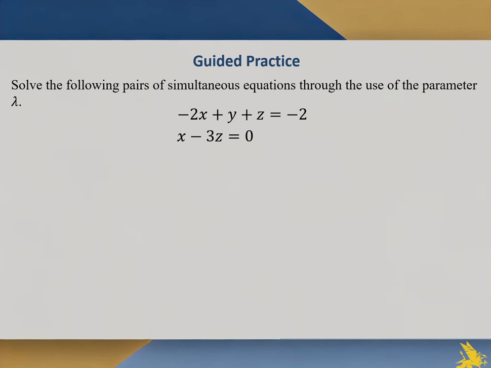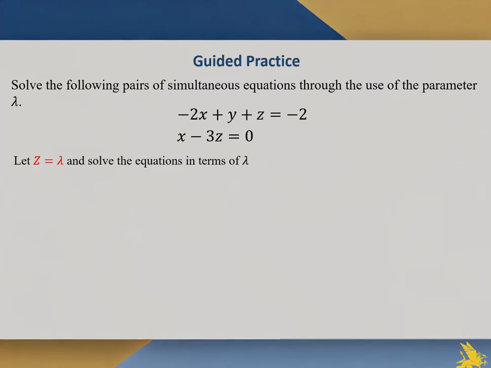So we're going to do the same. This time we're going to solve the following pair of simultaneous equations through the use of a parameter. So first thing we're going to do, we're just going to make z that parameter. And we're going to solve the equation using that value.